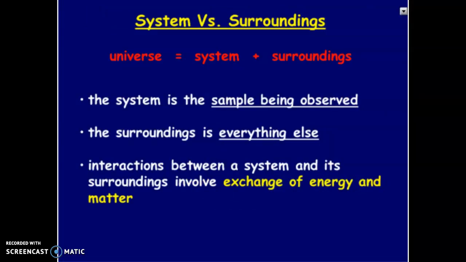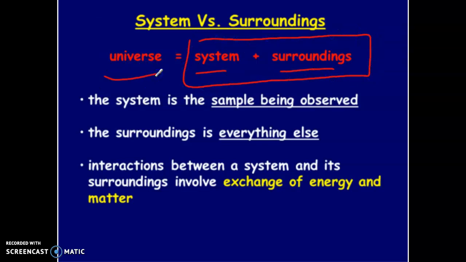So when we're talking about energies in chemical or physical processes, we're going to refer a lot to these two terms. We have something called a system and something called the surroundings. Obviously the two together make up the universe. Meaning, all energy in this universe, we can look at as being the system that we're focused on, plus everything else around it. The system is the sample or process being observed.